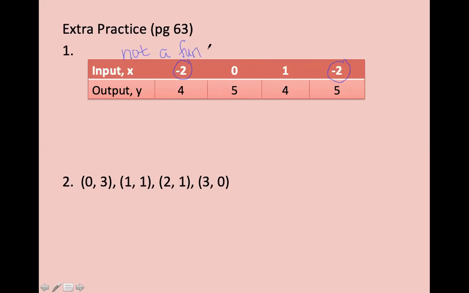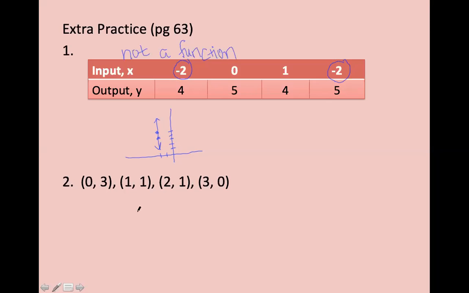Remember we talked about earlier the vertical line test. It said if a vertical line passed through more than one point, the relation wasn't a function. So let's look at these two cases. I have the point -2, 4, which is 2 units to the left and 4 up. This point over here is the point -2, 5, so that's 2 units to the left and 5 up. Since I can draw a vertical line that passes through those 2 points, it is not a function.